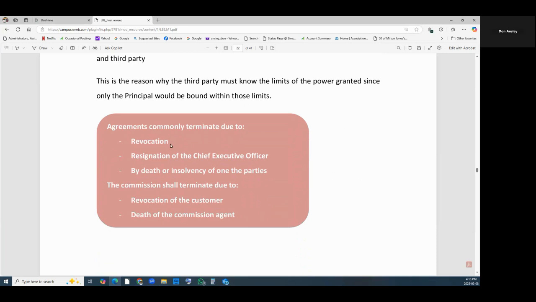The agreements terminate due to the following things: revocation, resignation of the chief executive officer, death or insolvency of one of the partners, and the commission shall be terminated with the revocation by the customer or the death of the commission salesman.